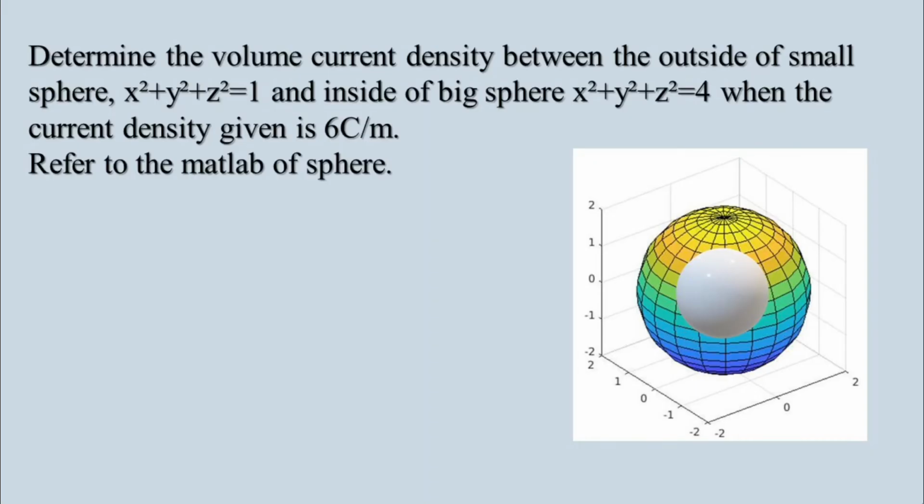Determine the volume current density between the outside of the small sphere x squared plus y squared plus z squared equal to 1 and inside of the big sphere x squared plus y squared plus z squared equal to 4, when the current density given is 6. Refer to the sphere.